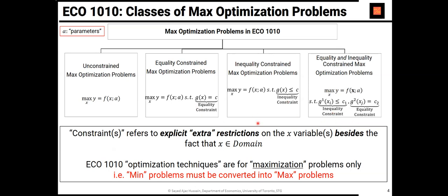The constraints right here always refer to things besides the domain. The domain is in some sense always a restriction on the axis. When you say the word constraints, you mean something besides that. So there has to be some relationship in terms of x that must be equal to a constant or less than or equal to a constant.